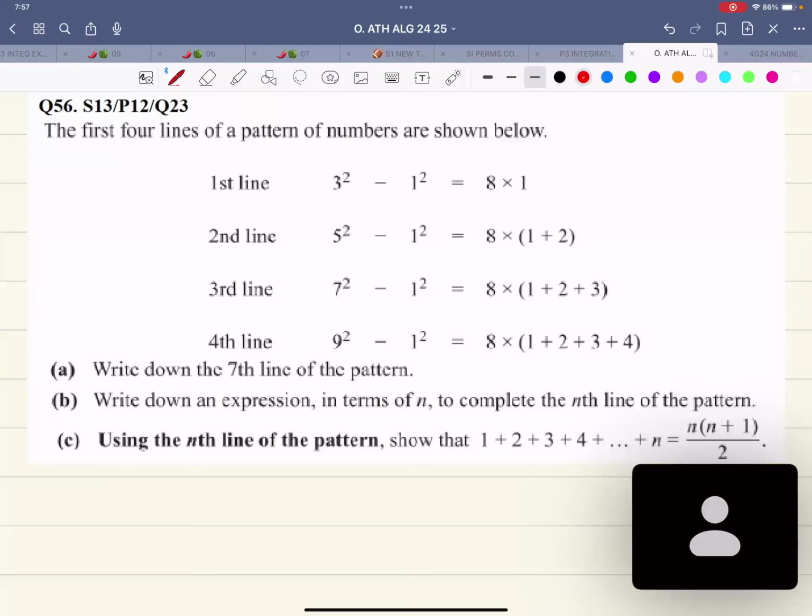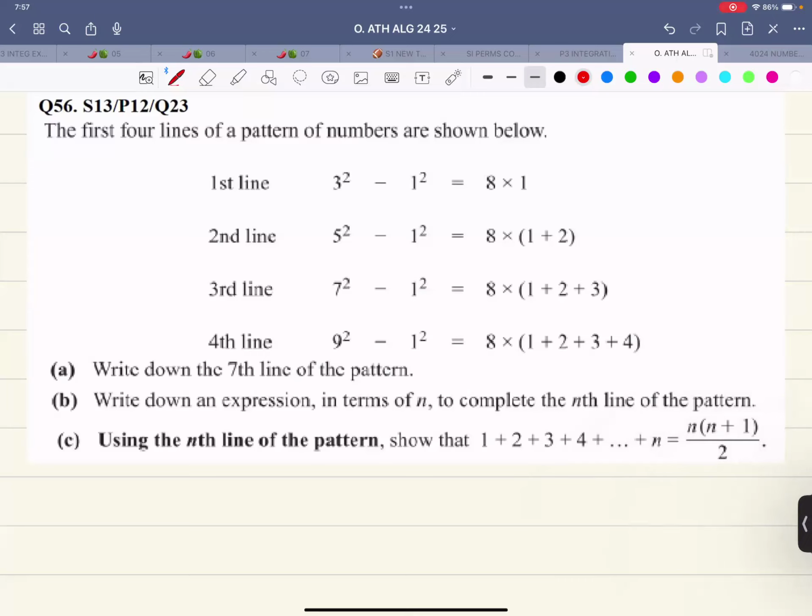So now let's try out this last question for this particular video. It says the first 4 lines of a pattern of numbers are as shown below. Our first line: 3 squared minus 1 squared. This first line has a 1 squared. That is what I'm focusing on. Second line: 5 squared minus 1 squared. So basically this 1 squared is a constant. And then for the first line, there is 3 squared. For the second line, there is 5 squared. For the third line, there is 7 squared. For the fourth line, there is 9 squared.